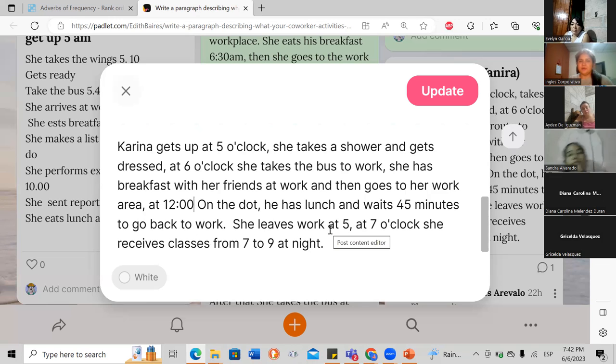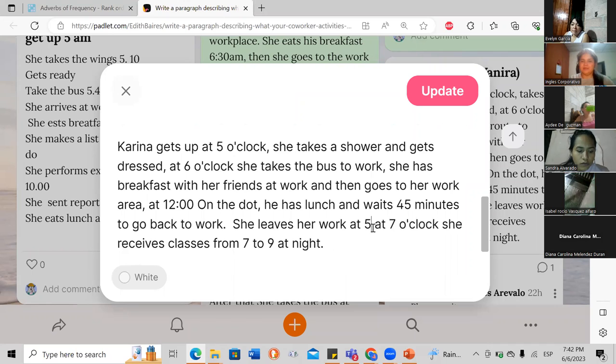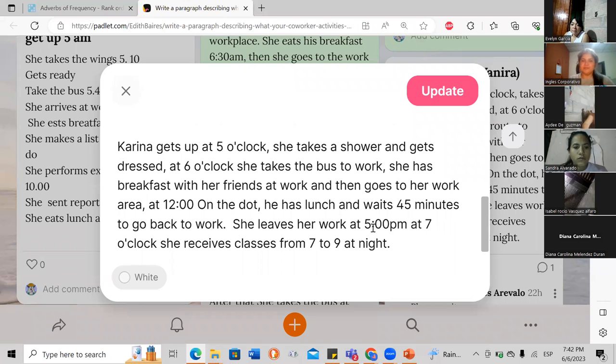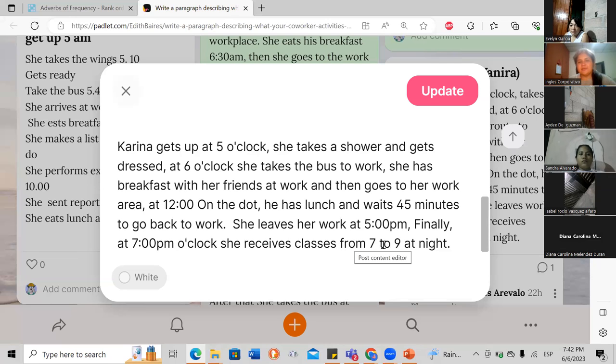She leaves her work at 5 p.m. Finally, you can use that. That is like a linking word. Finally, at 7 o'clock, she receives classes from 7 to 9. Okay.